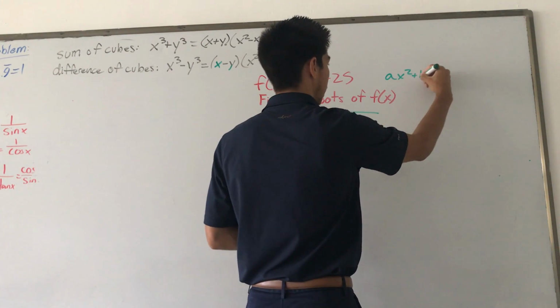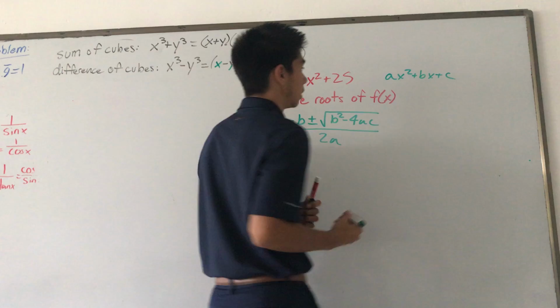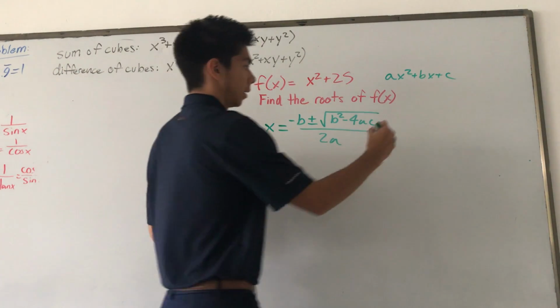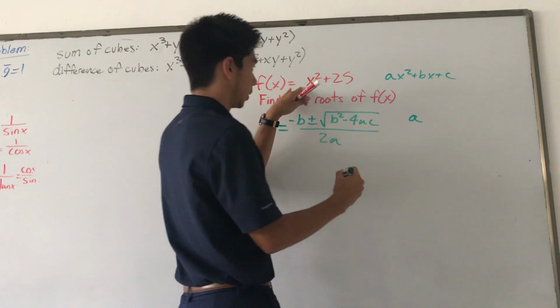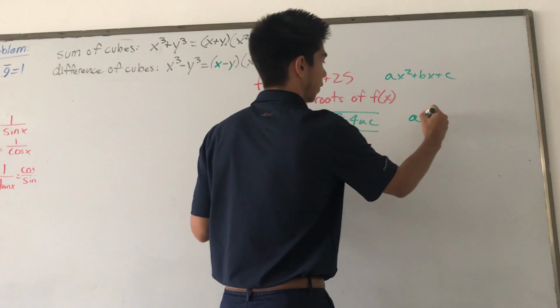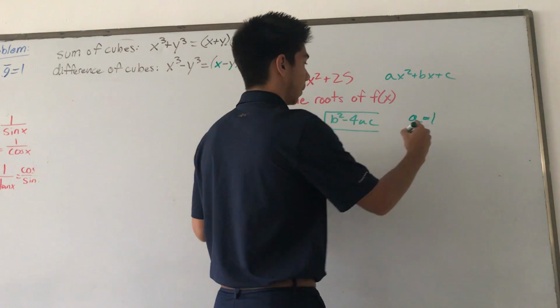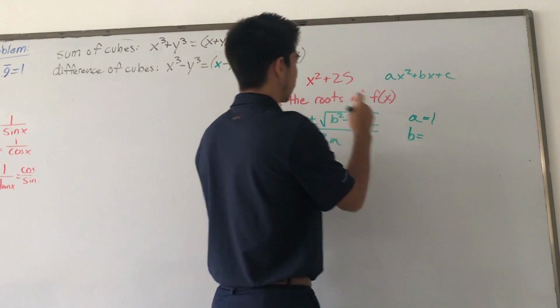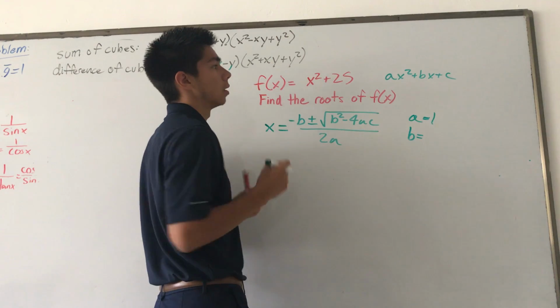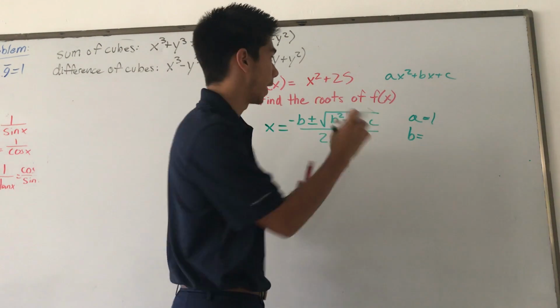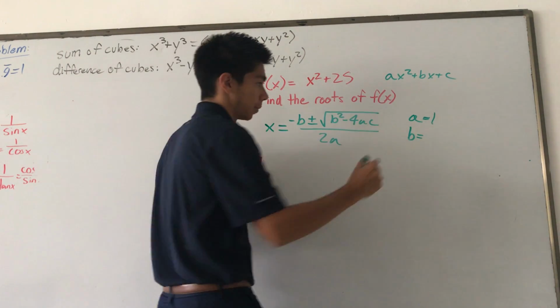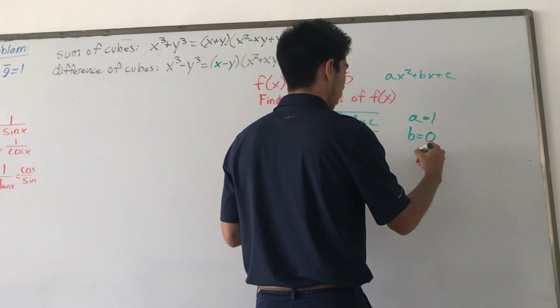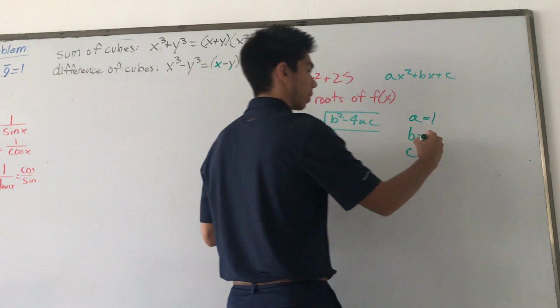Remember that quadratic equations are generally in the form ax squared plus bx plus c. In this case, my a is equal to 1. There's a 1 here, even though you don't see it. For my b term, since we don't even see the x here, we know that b equals 0. There are 0 x's there, and that's why they don't appear. So b equals 0, and c clearly equals 25.